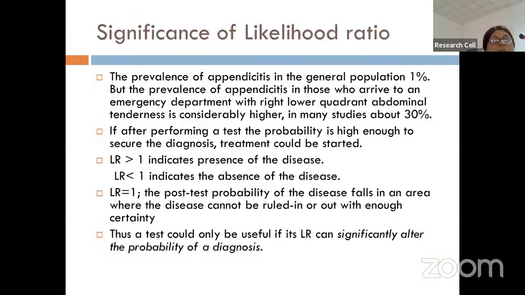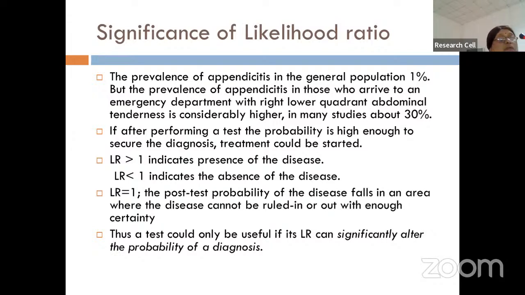Now, what is the significance of likelihood ratio? For example, the prevalence of appendicitis in the general population is only 1%. But in persons coming with right lower abdominal pain to an emergency department, the prevalence is 30%. So in the general population, prevalence is less, but in those persons, the prevalence is 30%. Means here prevalence is changing. So the predictive power of a positive or negative test may also change because it depends upon prevalence. But in such situations, you should go for likelihood ratio because it doesn't depend upon the prevalence.